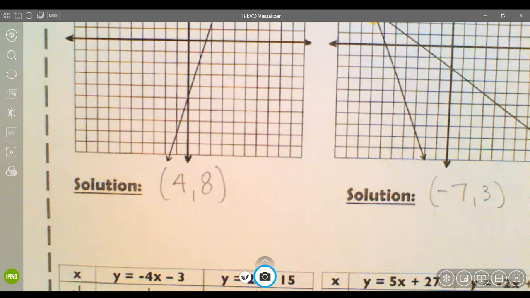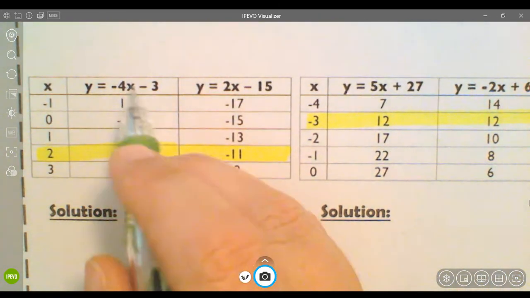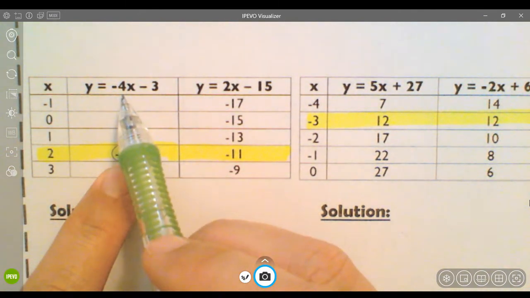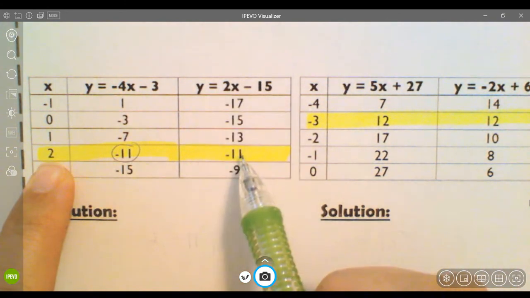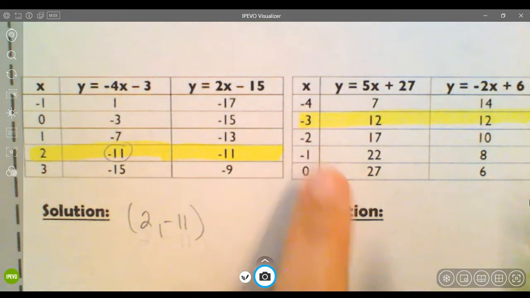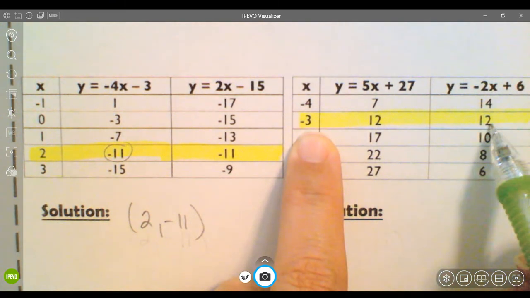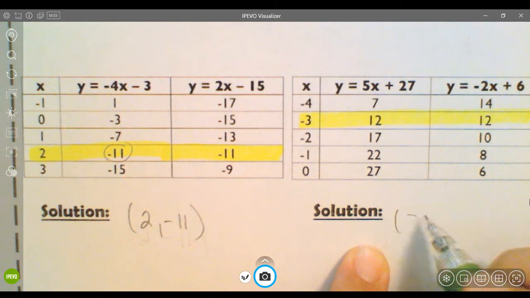That's all it's saying. And sometimes I'm going to give you a table. And you'll notice here what I'm looking for is a common y. When x is 2, in this equation, I get negative 11. When x is 2 in this equation, I get negative 11. Therefore, my solution is 2, negative 11. Likewise here, when x is negative 3, when I substitute it, I'll get 12. When x is negative 3 here, I'll get 12. When that happens, my solution is x is negative 3, y equals 12.